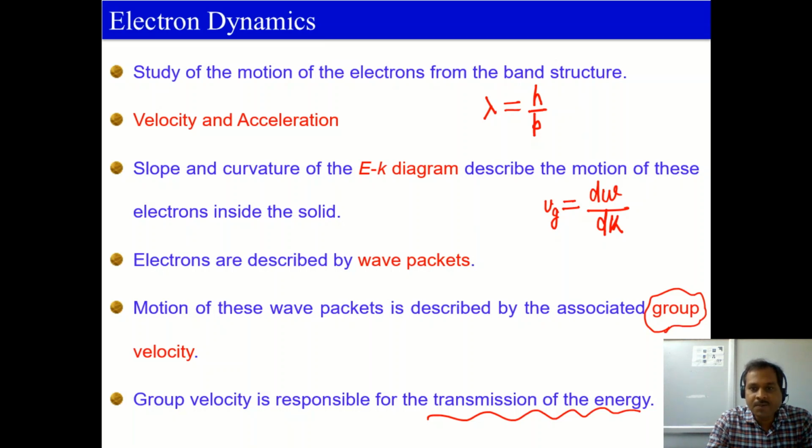So we will see what information we can obtain regarding the group velocity of the wave packet and the acceleration and the effective mass of the charge carriers from the electronic band structure. And this is what is called the electron dynamics: how the electron is moving, what is the velocity, what is the acceleration, what is the associated mass, the effective mass. That is what we are going to obtain from the electronic band structure.